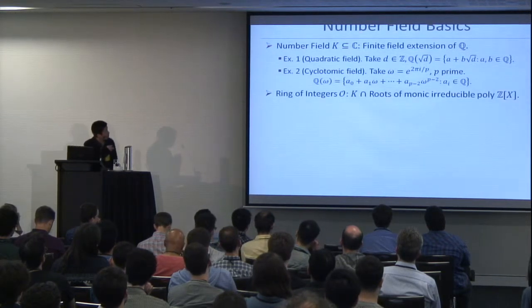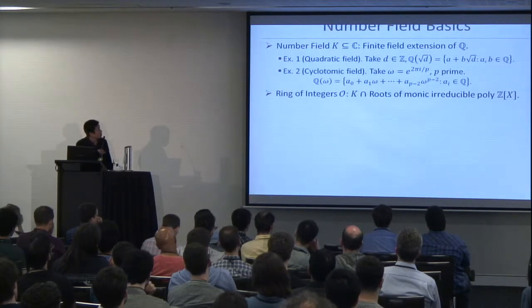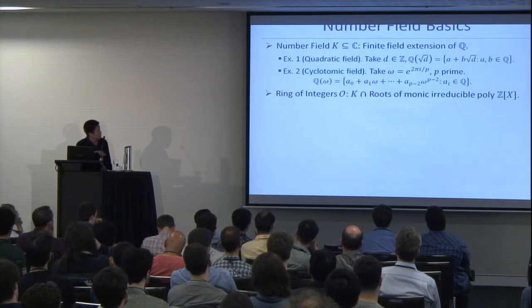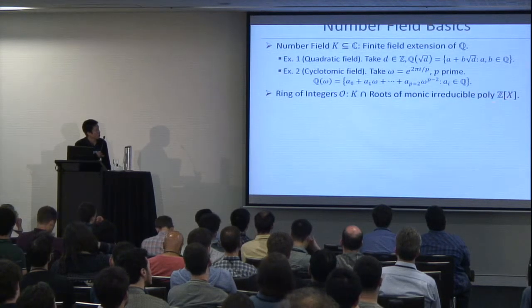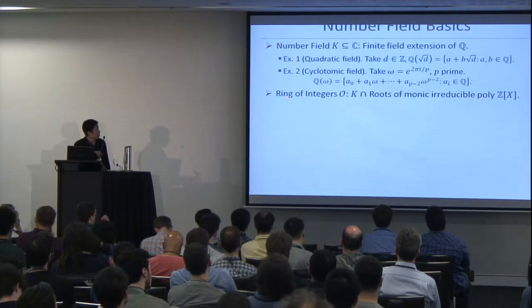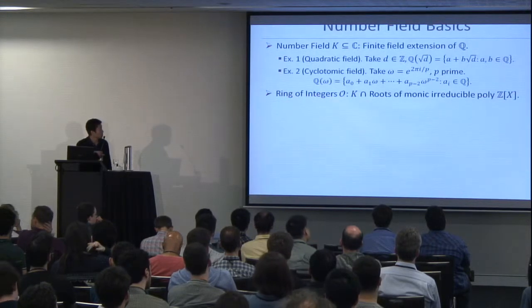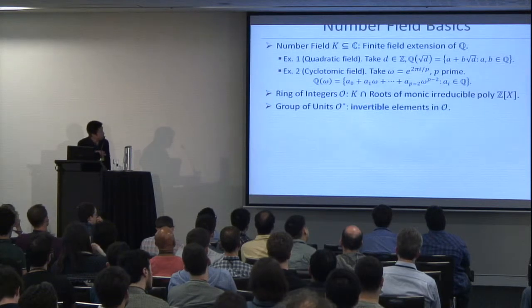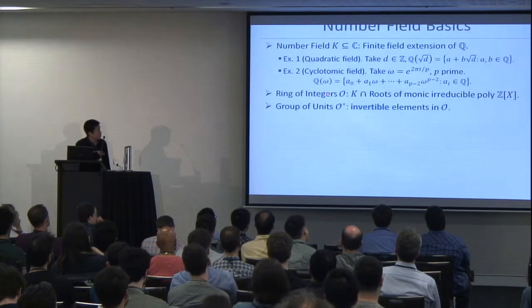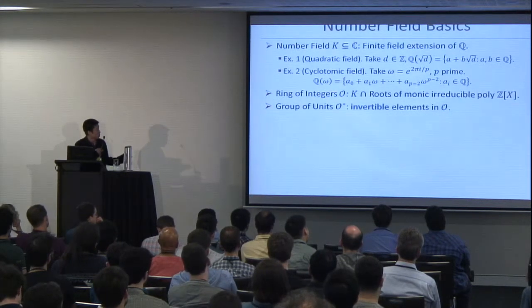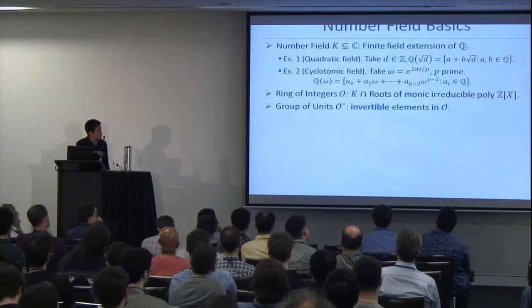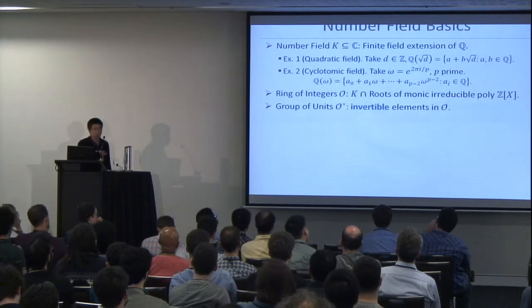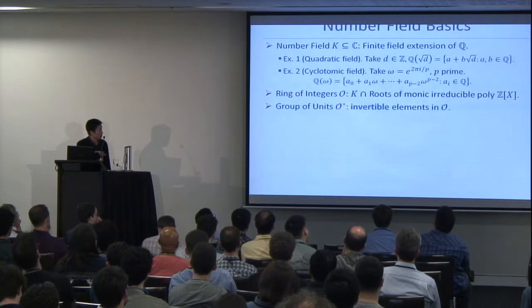So inside the field, those elements which are also roots of monic irreducible polynomials with integer coefficients form a ring, which we call the ring of integers, and we denote it by O. And the invertible elements in the ring of integers form the unit group, and this is the object we want to find. I'll denote the unit group by O star.